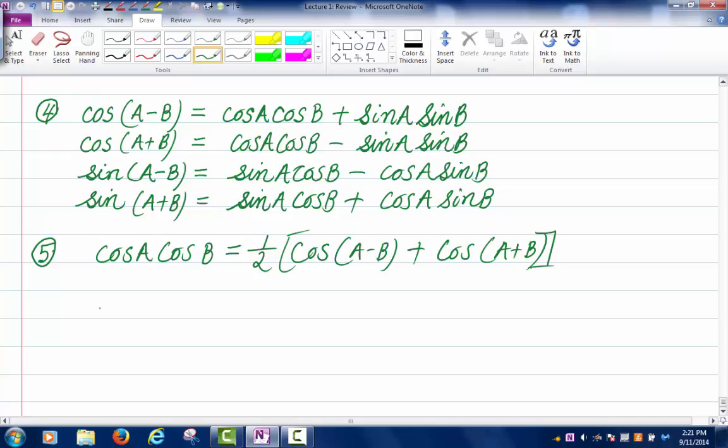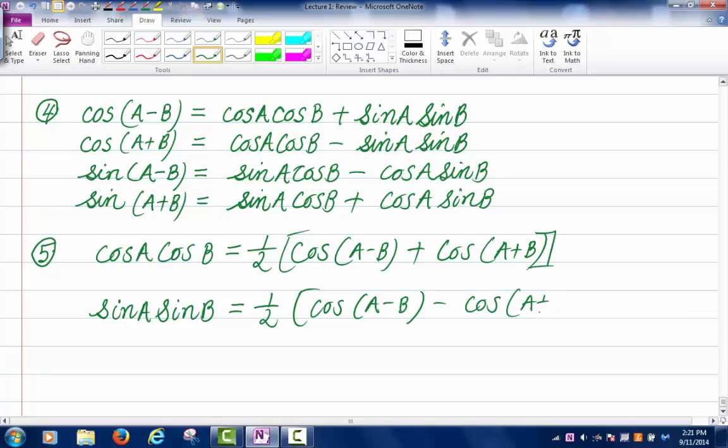How about sine A, sine B? Well, that would be half of, note that now if you subtract the second equation from the first, that's what you're going to get. So if I subtract the second from the first, I would be getting cosine of A minus B minus cosine of A plus B. So you're subtracting the second from the first and then dividing out by 2.